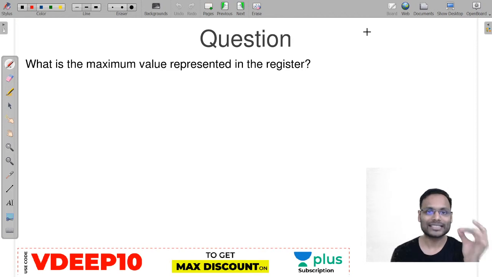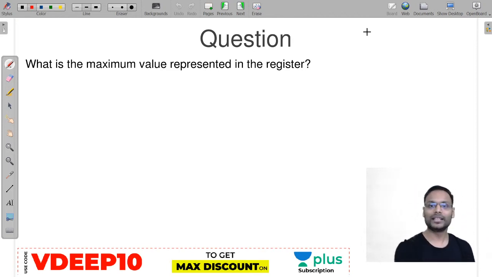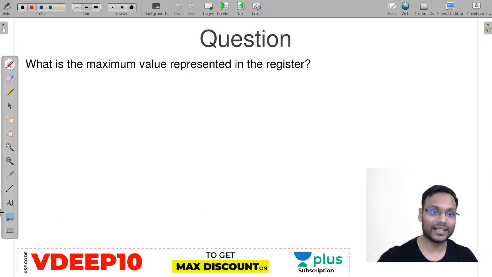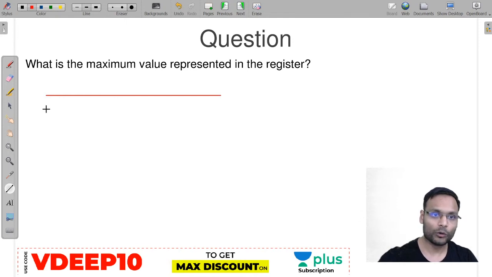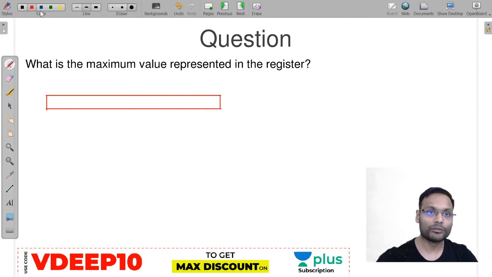What is the maximum value which is represented in this register? क्या मैक्सिमम वैल्यू रिप्रेजेंटेड है इस रजिस्टर में? Okay, so if you want to go for maximum value in this register, you need to understand what values you are storing. आपको समझना होगा what values you are storing. You are storing sign, you are storing exponent, then mantissa.